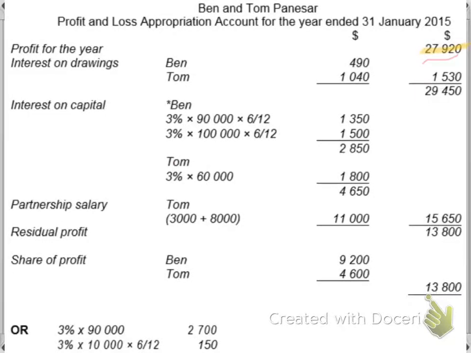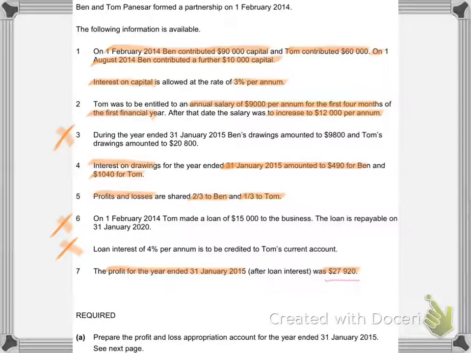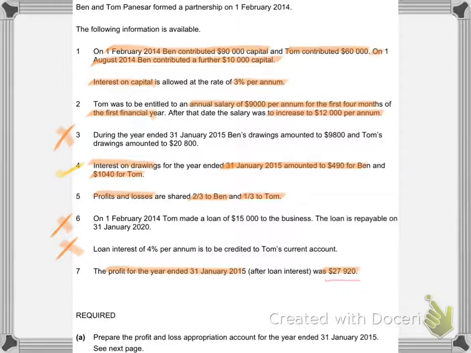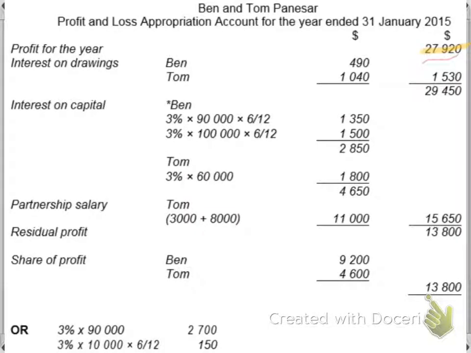So that's recorded, 27,920. Then plus the interest on drawings. Now we do not take the drawings amount, they only want the interest on drawings. So for Ben it's 490, and for Tom it is 1,040. Then we need the interest on capital, and interest on capital will be deducted.